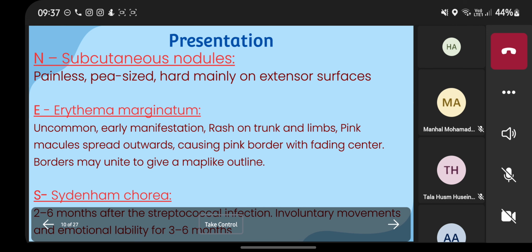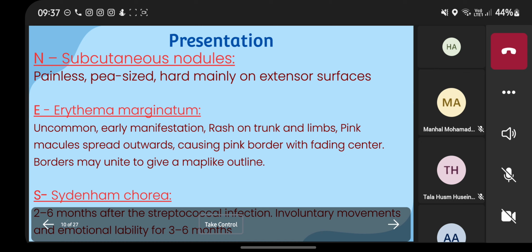For N, subcutaneous nodules, they are painless, pea-sized nodules presented at the extensor surfaces. I will show you an image in the upcoming slide, inshallah, so you can see how it presents.